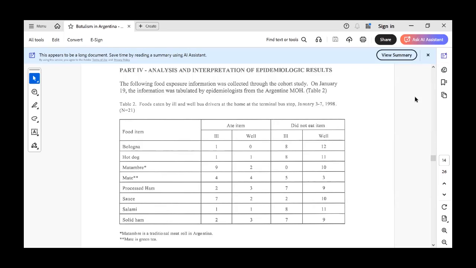So for the persons who ate matambre, the attack rate would have been 81%, or 82% if you round it up. That would be 9 over 9 plus 2. If we were to calculate for those who did not eat, you can't divide numbers by 0, but you could divide 0 by something. So those who did not eat, it's 0% because it's 0 over 10.